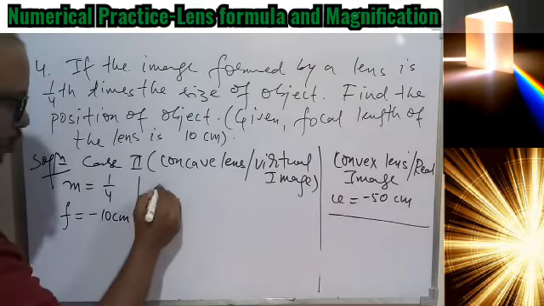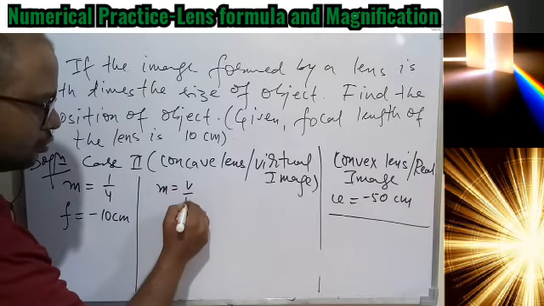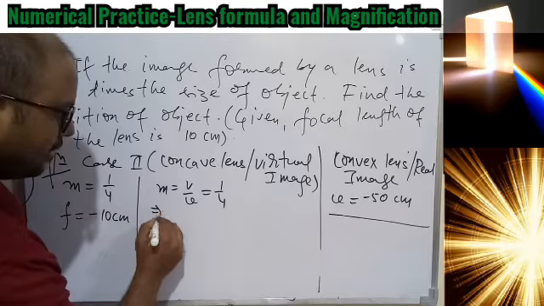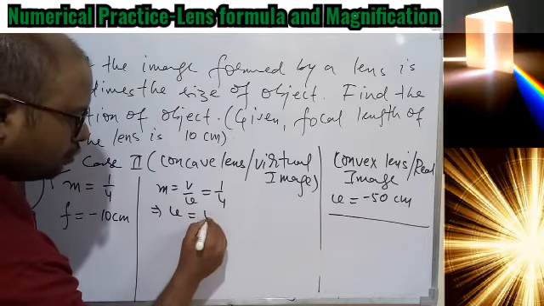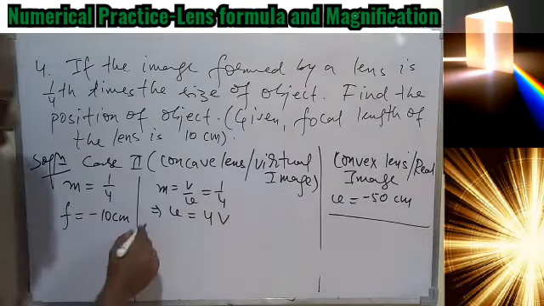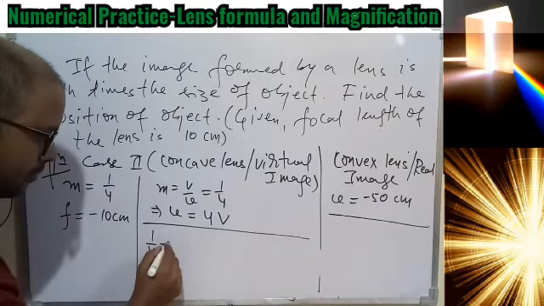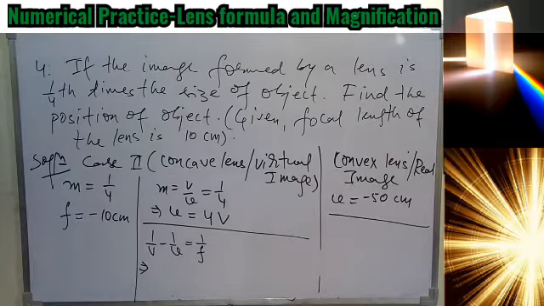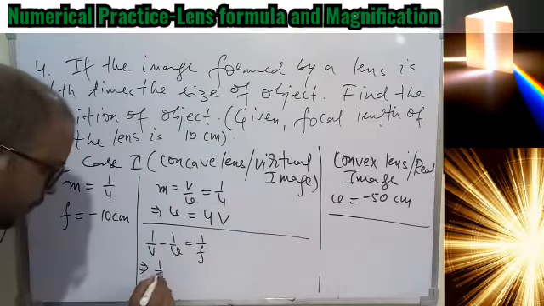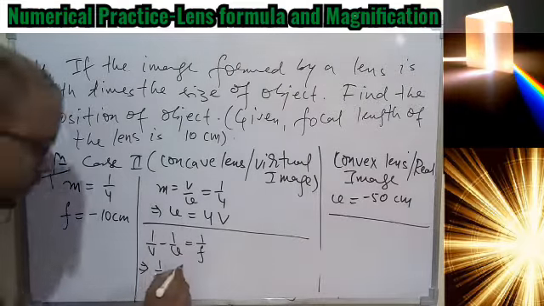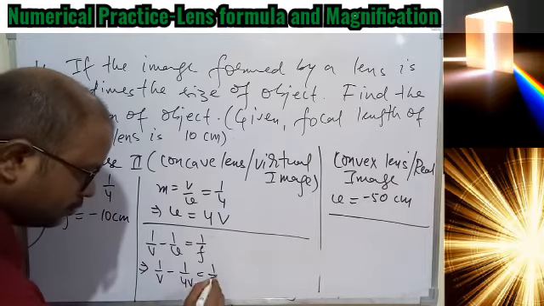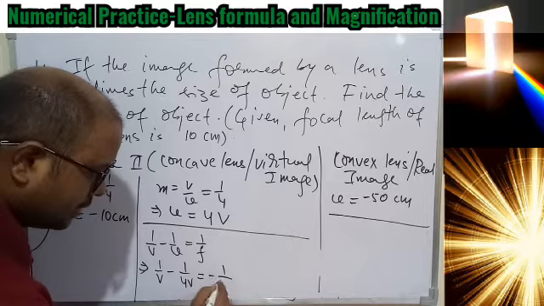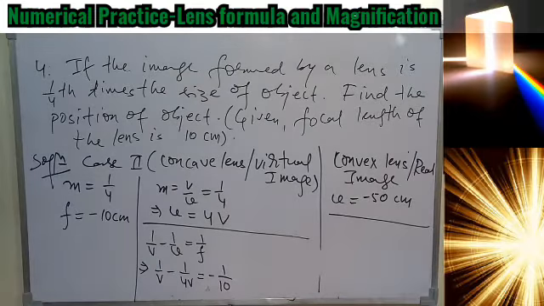So let's solve it. So m is equal to v by u is equal to 1/4. So from here we can write down u is equal to 4 times v. And let's use the lens formula, 1 by v minus 1 by u is equal to 1 by f. In place of v, let it be v, and in place of u we can write down 4v. And let it be 1 by minus 10, and let's solve it.